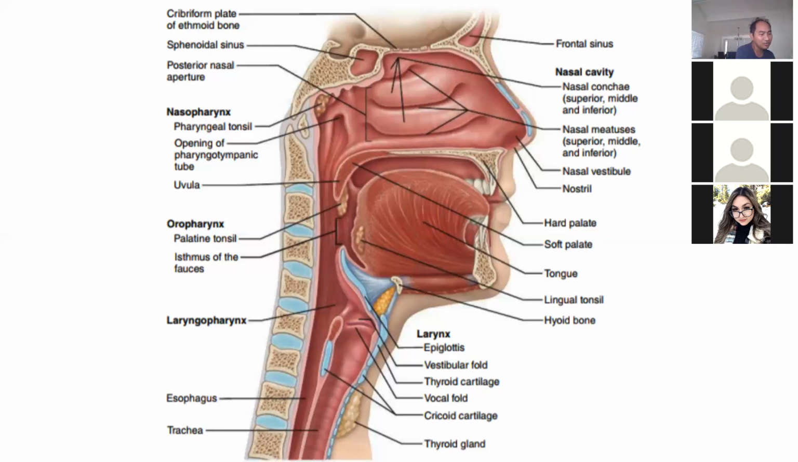Okay, and then now from the nasopharynx we are going into the oropharynx, and from the oropharynx, just before it goes into the trachea, that portion of the pharynx is called the laryngopharynx.